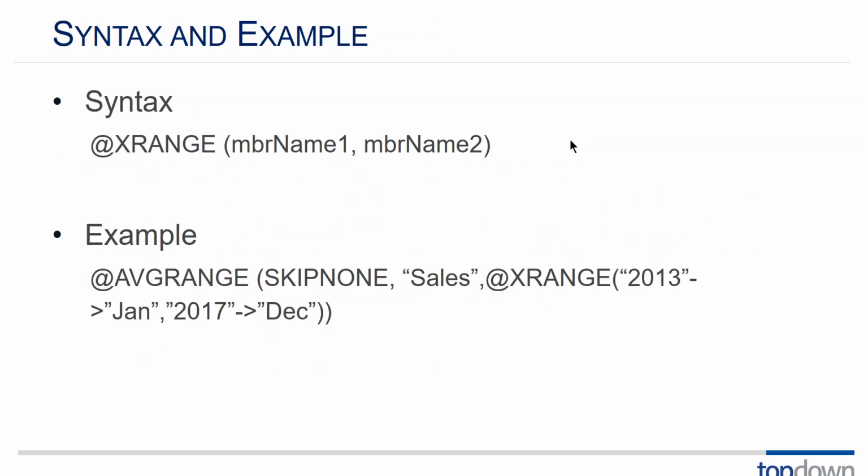So here's a syntax and an example. Here's the X-range part of that. We're doing an average here, an average range. And so what we're doing is just taking our X range and putting two terms in it, the beginning of the range and the end of the range. And those are going to be cross members. So in this case, January 2013 to December 2017. And we can drop that into a range list that we previously would have been limited to a single dimension.